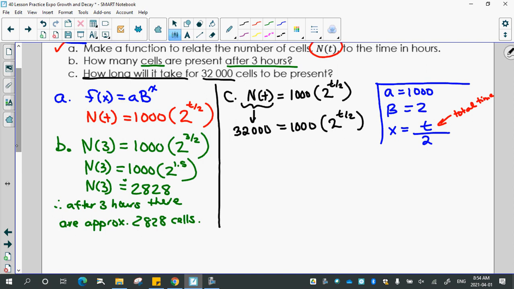And I'm trying to solve for t, which is in the exponent. And anytime you're trying to solve for something in the exponent, you only want the exponential part left on the one side. So what would I do first? Divide by 1,000 on both sides. So that gives me 32 is equal to 2 to the power of t over 2.